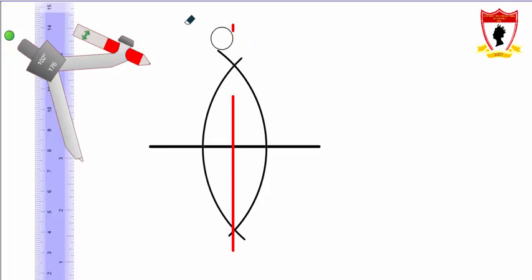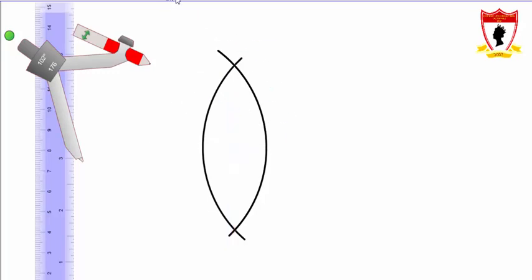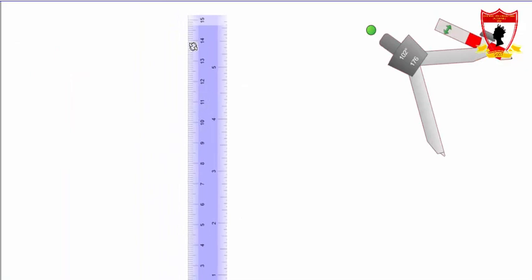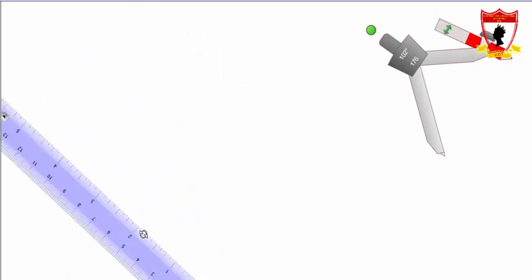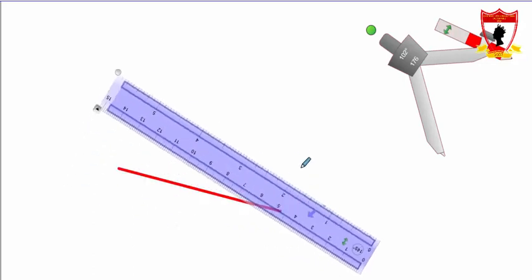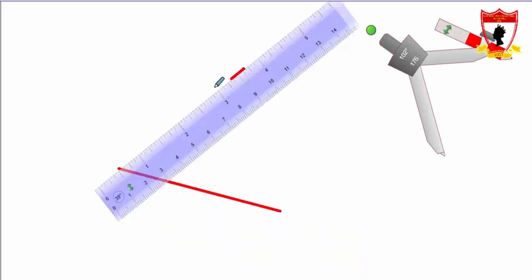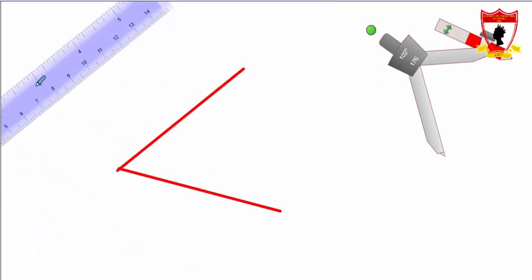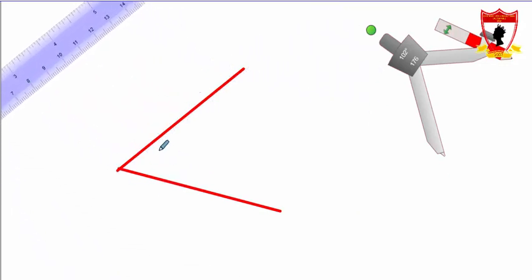Another common type of question is when we have an angle and we want to bisect it. That will be like this. So any angle, a random one. Let's say this is one side of the angle, and here is the other one. Now we have an angle right here. Now how can we bisect this angle?